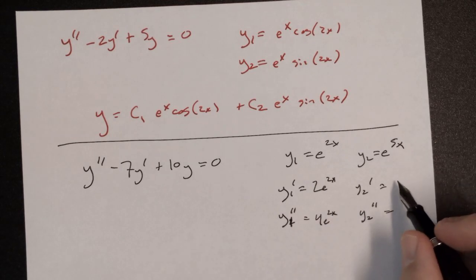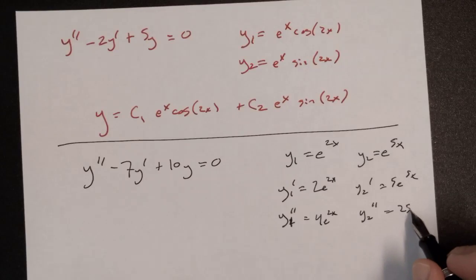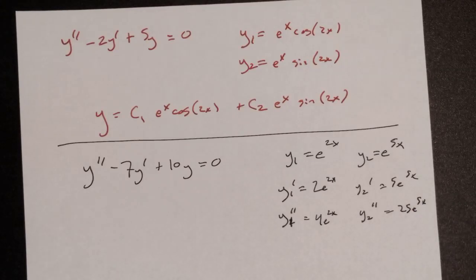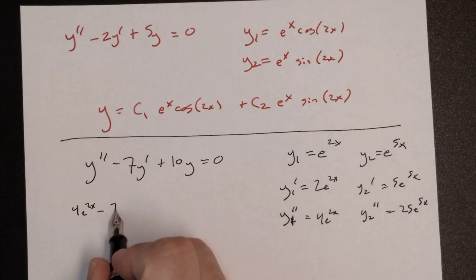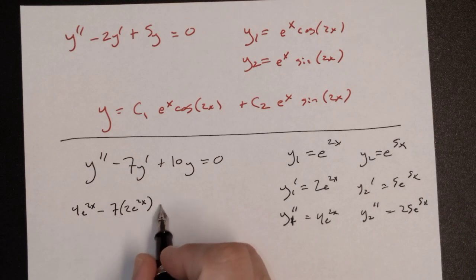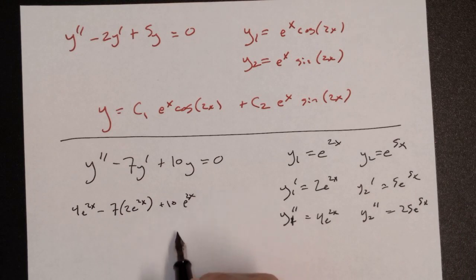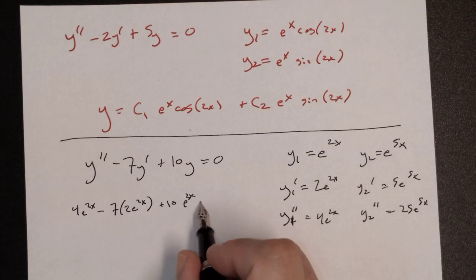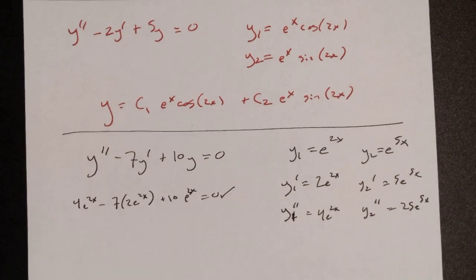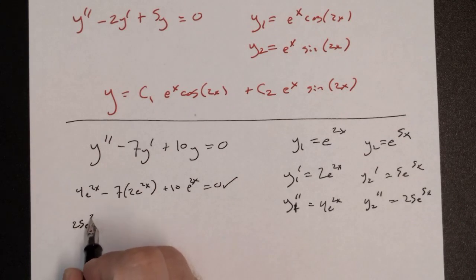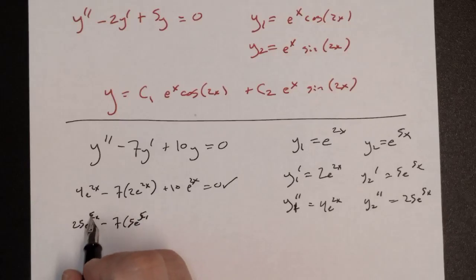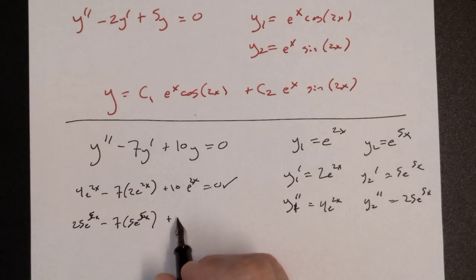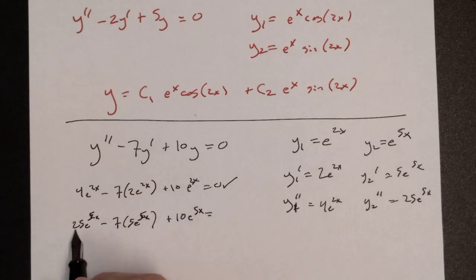2x, 5, e to 5x, 25, e to 5x. Okay, so if I use these, 4e to the 2x minus 7 times 2e to the 2x plus 10 times e to the 2x, well, that's plus 14 and minus 14, that's equal to 0. Perfect. If I use this one, 25e to the 5x minus 7 times 5e to the 5x plus 10e to the 5x, that's 25 minus 35 plus 10, that's equal to 0 also.